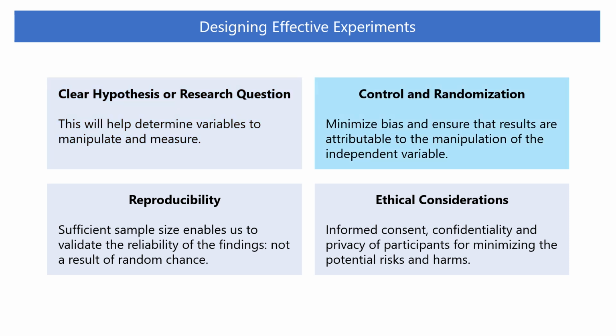The second is control and randomization. To ensure the experiment's validity, we must control confounding variables that could affect the results. This often involves randomization to minimize bias. It is also necessary to ensure that results differences are attributable to the manipulation of the independent variable.